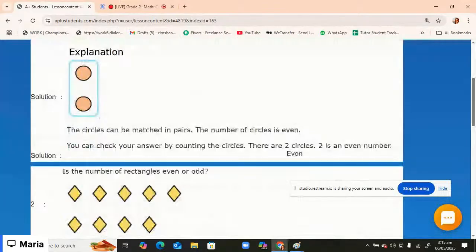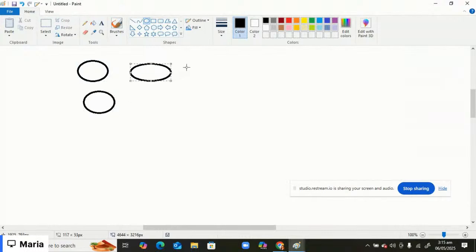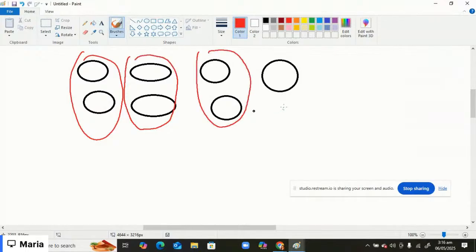Okay, and one more definition of even is if something is in the form of pairs, like here in the diagrams. For example, look, if I'm going to draw it here, circle, circle, this is circle, circle, circle, circle, and one is circle. Look, it's in the form of pair, this is also a pair, this is also a pair. Is there any pair left? No. So if there is no pair left, you can say that this is odd.